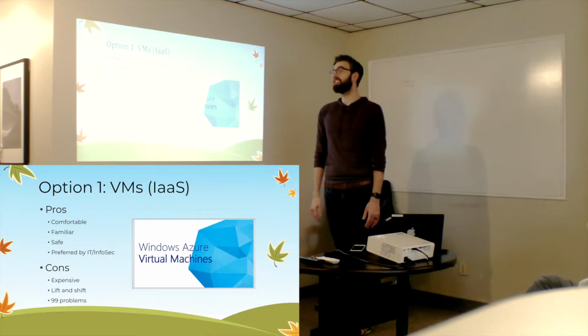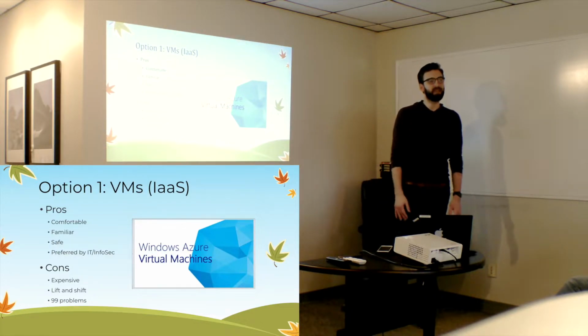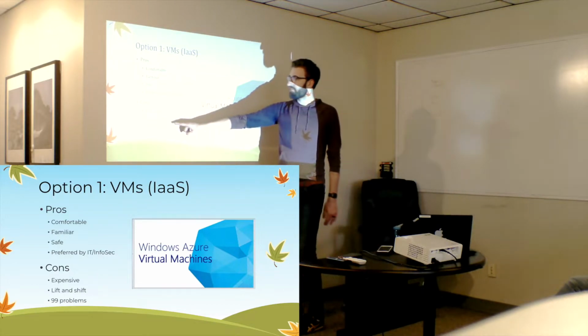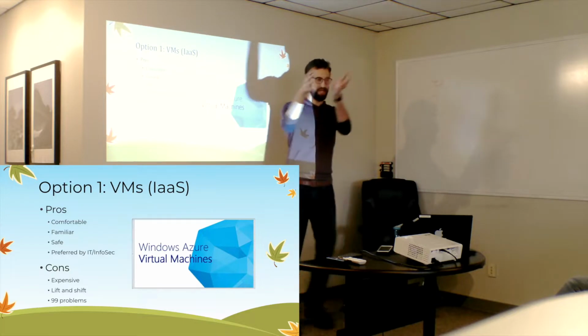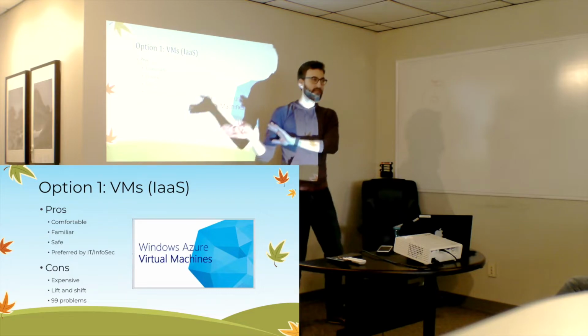And that can be not so good if you're looking for a really good business justification for moving to the cloud. A lift and shift means you pretty much take the virtual machine image of your on-prem and dump it to a virtual machine in the cloud, which actually could be a pro.